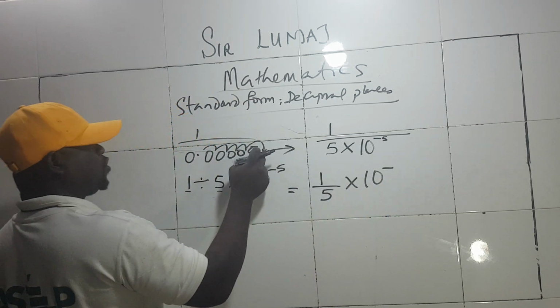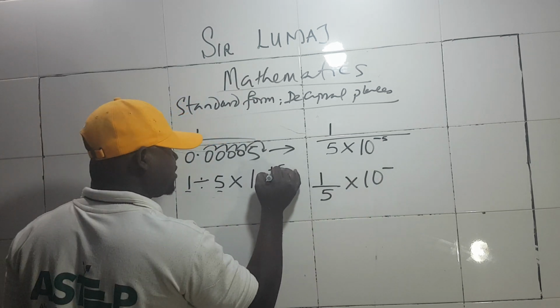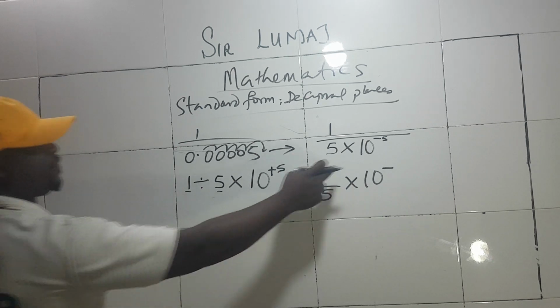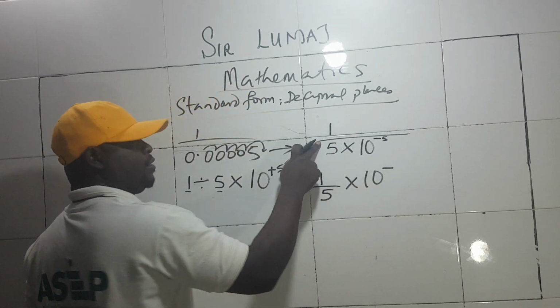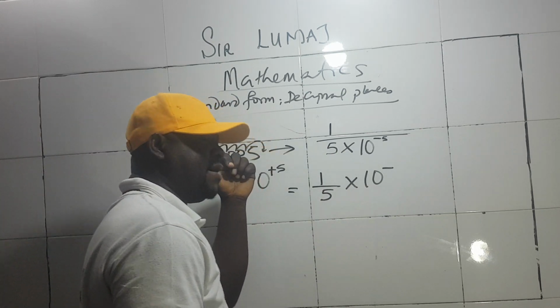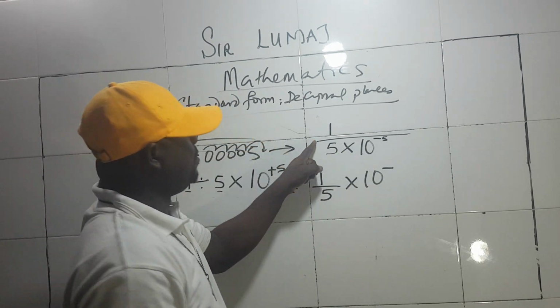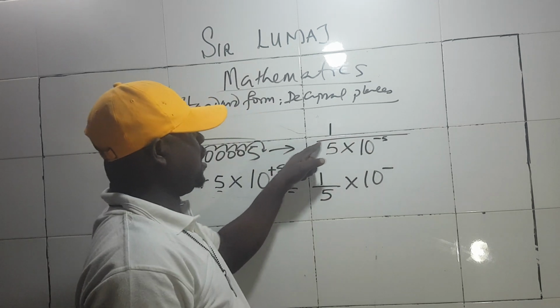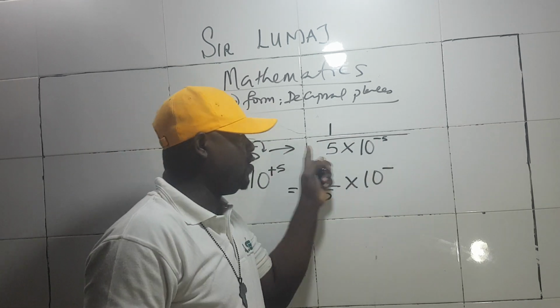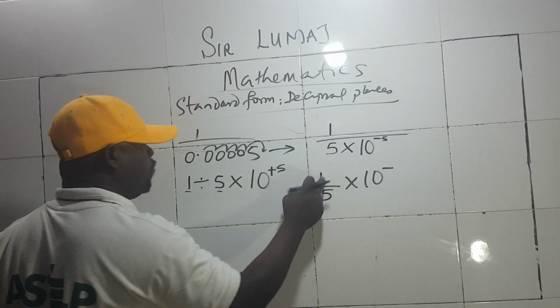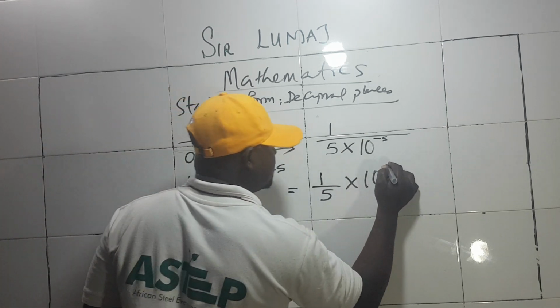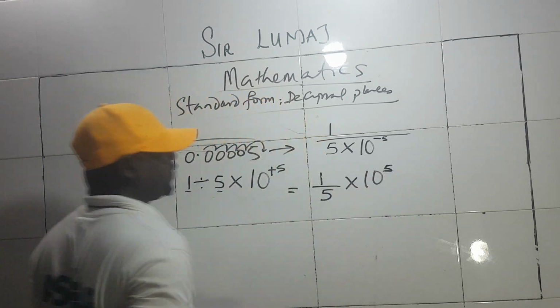Immediately this one comes off, this one will be what? Positive. Plus 5, not minus 5. You have removed the inverse. Go and check my teachings on the laws of indices. Immediately you remove this inverse, this over sign, this line becomes positive. So you now have 1 over 5 times 10 raised to power plus 5.